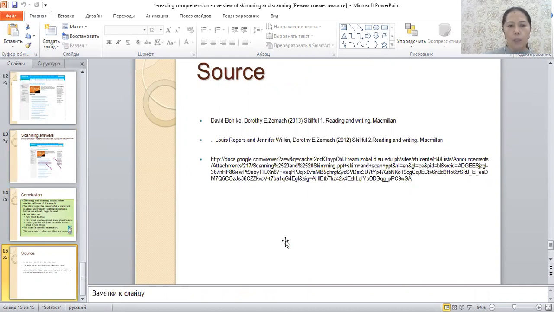For home assignment, you should read the given materials on the platform and you should practice skimming and scanning.